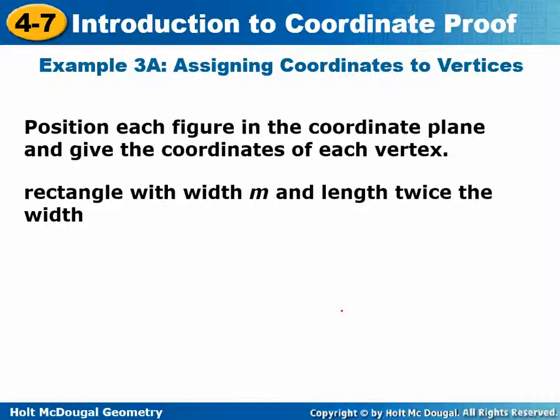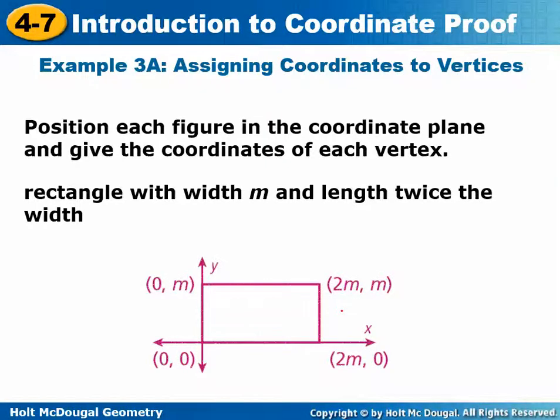All right, so this one says position each figure in the coordinate plane and give coordinates of each vertex. So they want us to do a rectangle with width m and length twice the width. So we don't need numbers on the x and y axis anymore. If they're there, you just ignore them if they're on your grid already. And you just say, well, I have to go width of m, so I just pick an amount to go up. It doesn't matter how far up I go.